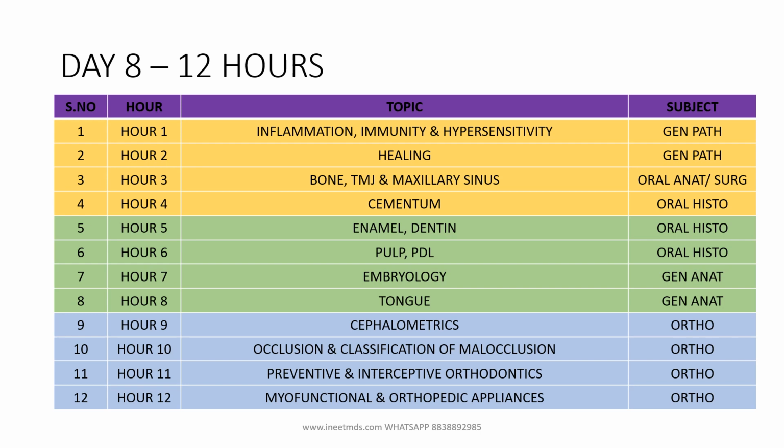These two topics are from general pathology. Then bone, TMJ and maxillary sinus from an oral anatomy and oral surgery point of view. Cementum, enamel and dentin, pulp and periodontal ligament. These topics are from oral histology, and then embryology and tongue from general anatomy, and lastly 4 topics from ortho, which includes cephalometrics, occlusion and classification of malocclusion, preventive and interceptive orthodontics, and lastly myofunctional and orthopedic appliances.